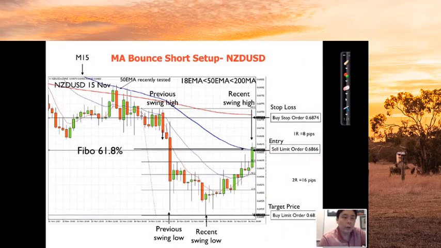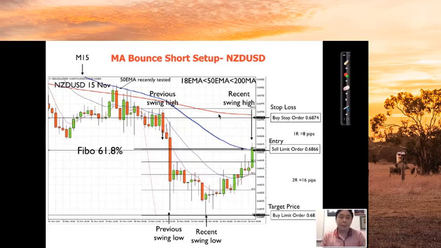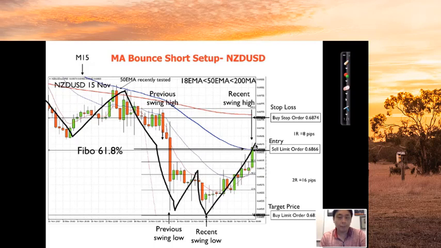This is New Zealand USD, 15th of November. Again, a valid bounce short setup. So let's take a look at the rules. First thing is we see a clear downtrend with the moving averages in sequence. Again, the 18 EMA, blue line, is below the 50 EMA, and that is below the 200 simple moving average. So clear downtrend. And you can see the pattern over there: goes down, goes up, goes down, goes up, down, and up. There we go.